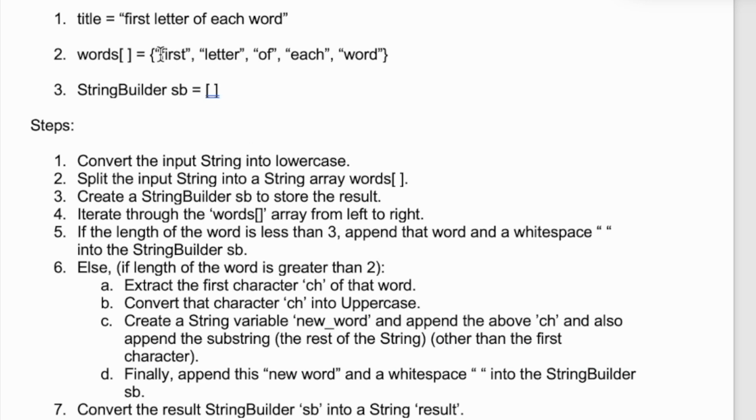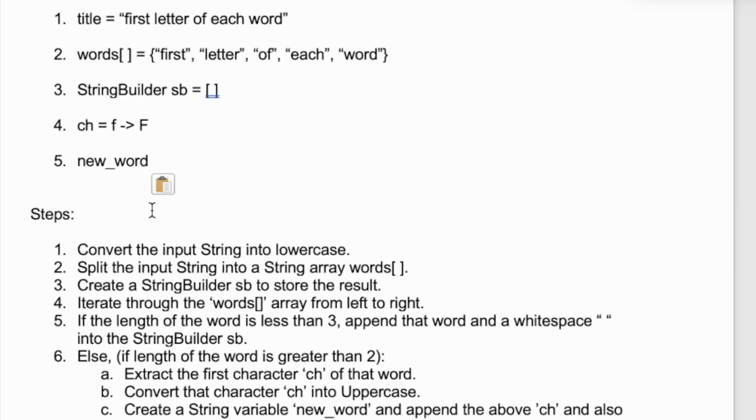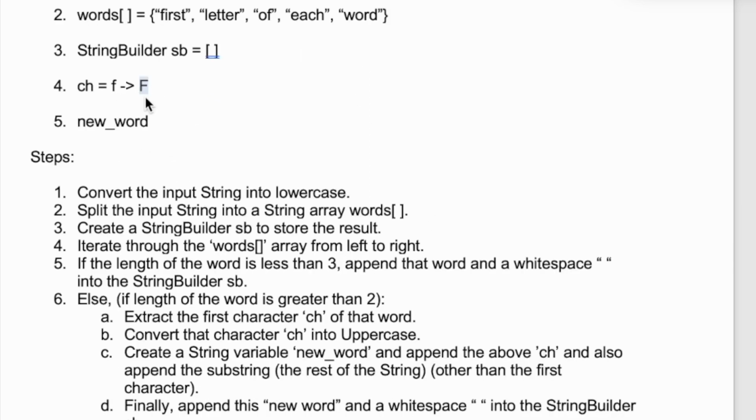First, we have to extract the first letter. We are extracting CH now as F. Now we have to convert this CH into uppercase. So F has been converted into uppercase F, and now we have to create a new word. New word is initially empty. First we'll have to append this CH which has been capitalized F, and now we have to append the substring, the rest of the string. The rest of the string which is already in lowercase, we have to append it. So this is the new word. Now we have to add this new word into the string builder and add a space after it. So we have completed all the steps.